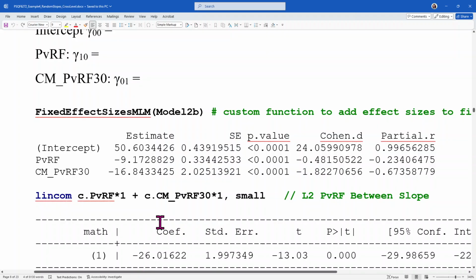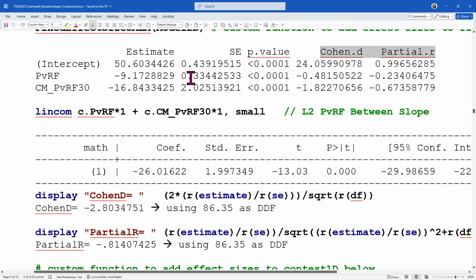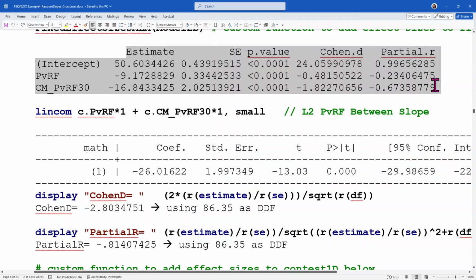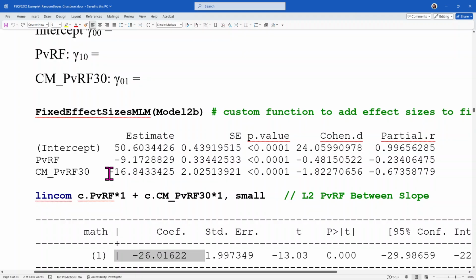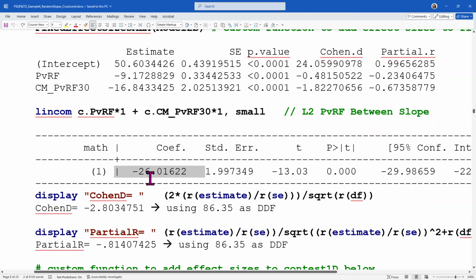I have a little function that adds Cohen's d and partial r effect sizes to each of these things. This would be a table for reporting purposes: estimate and standard error at a minimum, and either p-values or stars, some way of indicating that. You don't need t, because t is just estimate over standard error. You can pick whichever effect size makes more sense. I just wrote a function that gives them all, so you can have that for future reference. And this is the result of that addition. -9 plus -16 is -26. So that's the full school effect.